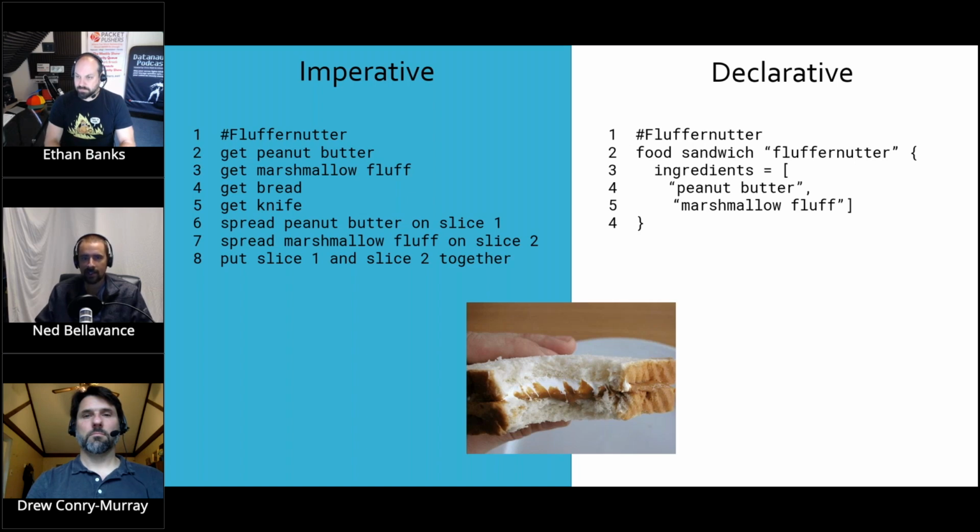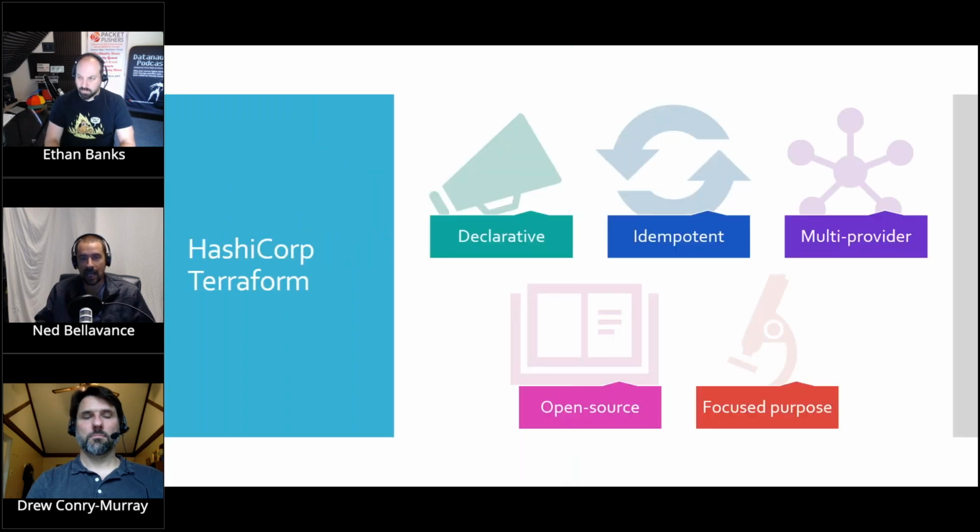Why do we like declarative? Declarative is a way to abstractly say what you want. And one of the things about declarative is it tends to be idempotent. That's a fancy word, which means if I run the same configuration multiple times, if the reality isn't any different than the configuration, then it's not going to change anything.